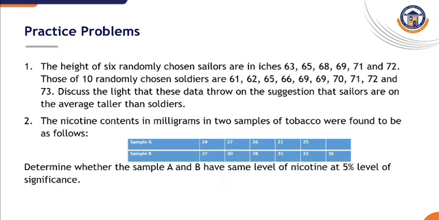Now I give here two practice problems. In the first, 6 and 10 members are randomly chosen, and we compare and discuss the given suggestion. In the next one, the sample nicotine content in milligrams is given for sample A and sample B. The first sample gives 5 data and the second sample gives 6 data. The same model we apply for these two problems, the average value calculation model. Here we are also applying the student t-test ideas.